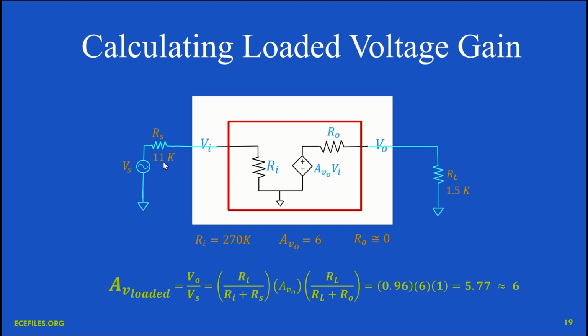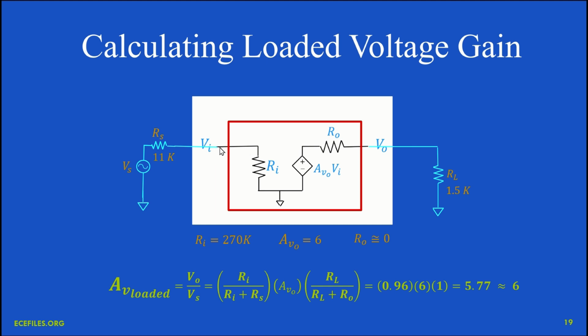Let's take them one at a time. On the left-hand side, we've got a source resistance of 11K, and it's driving into RI, which is, what's that, 270K. So the source voltage gets divided down a little bit. It's a little bit smaller than it would be if it was driving into a pure open circuit. And we know the formula for voltage dividers because we learned it. It's super important. It's Ri over Ri plus Rs in this case. And if you crunch the numbers, that comes out over here on the right as 0.96. So about 96% of the source voltage actually makes it into the amplifier.